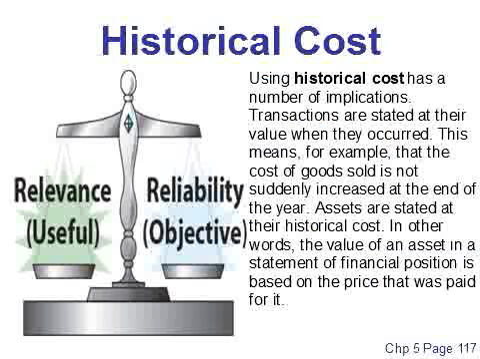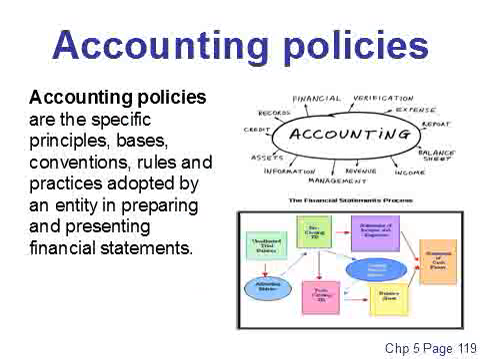Historical cost. Using historical cost has a number of implications. Transactions are stated at their value when they occurred. This means, for example, that the cost of goods sold is not suddenly increased at the end of the year. Assets are stated at their historical cost. In other words, the value of an asset in a statement of financial position is based on the price that was paid for it.